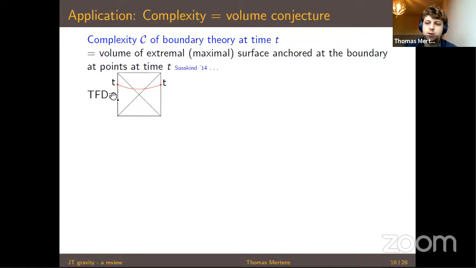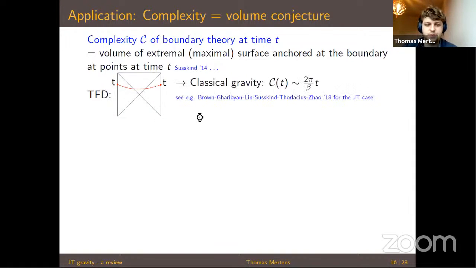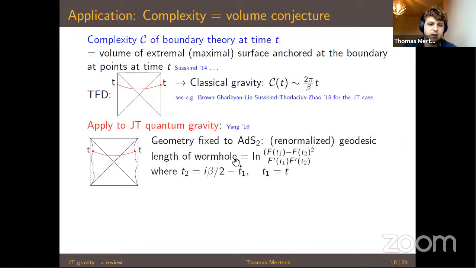So in the thermofield double state, this is the calculation you want to be doing. You want to calculate the volume of this red extremal surface here. And then in classical gravity, you can do the calculation and you find that that complexity, geometrically calculated in this way, increases linearly in time because the length of this wormhole keeps on increasing. So this was the complexity story as we know how it appears in classical gravity.